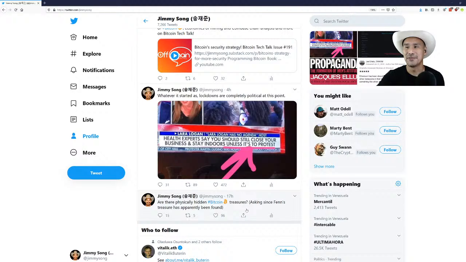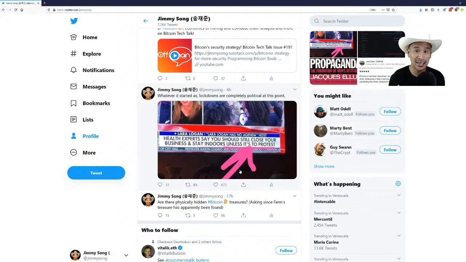All right, are there physically hidden Bitcoin treasures? Asking since Fenn's treasure has apparently been found. So if you don't know what Fenn's treasure is, it's this guy that hid $1 million worth of gold in a small treasure box and hid it somewhere in the Rockies, and it got found literally yesterday. Yeah, I was wondering if there was something similar with Bitcoin treasure.